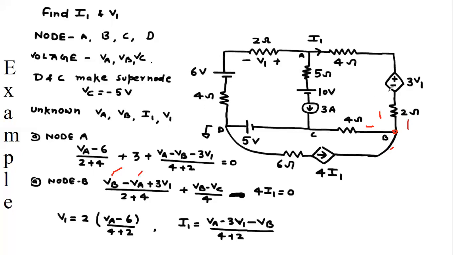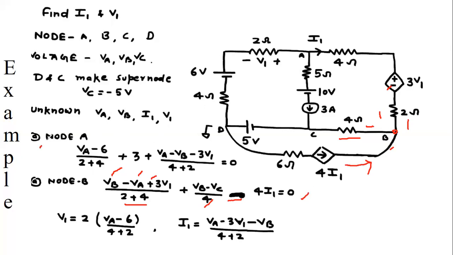Subtract the node potential, and we are getting the negative sign. So here we are taking the positive sign, plus 3v1 upon 2 plus 4. And this is VB, the second current, the current in this branch is VB minus VC upon 4, because here a dependent source with the current of 4i1. This is the current of this branch, because this is an incoming current, so taking it with negative sign, minus 4i1 equal to 0.